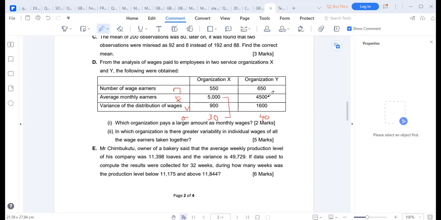So let's calculate and get what we call the CV. The CV for company X, the CV for company Y. We just divide our standard deviation by the mean. So 30 divided by 5,000 and 40 divided by 500. The higher the CV, the more the variability. So what are we getting?